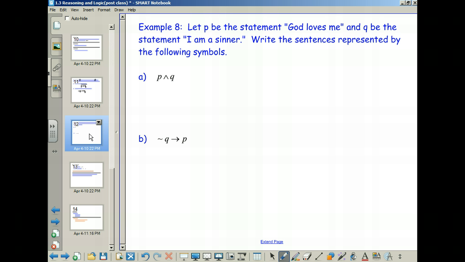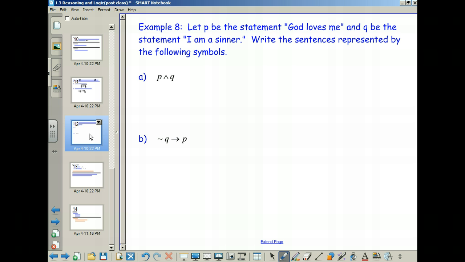All right, so changing what P and Q mean. P means God loves me. It's good. And Q means I'm a sinner, and that's not so good. Right? It says write a sentence that represents the following symbols. Now, the first one, notice there is no arrow in it. What does that symbol in between mean? And. Okay? So we want to make sure that we're interpreting this correctly.